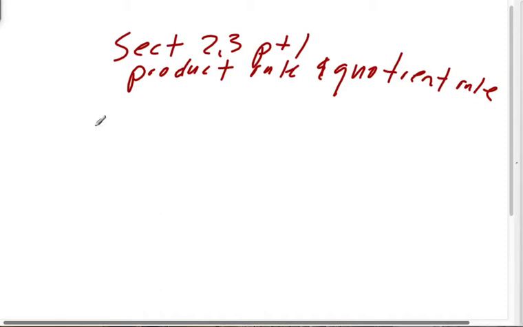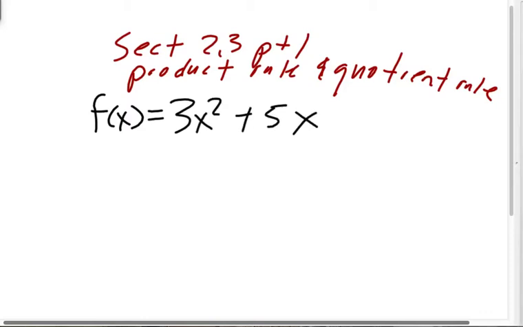If I give you f of x equals 3x squared plus 5x, you can do this with power rule. It'd be 6x plus 5 for your derivative. Okay, so that one's not a big deal. What we want to do is try to go to slightly more complicated ones. And what we're going to do here, we'll start off with product rule.